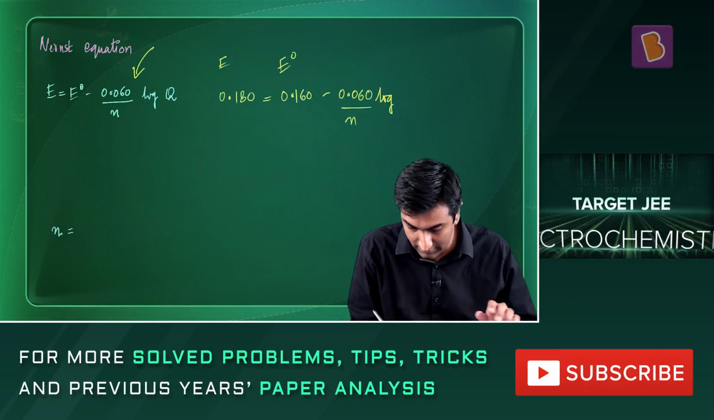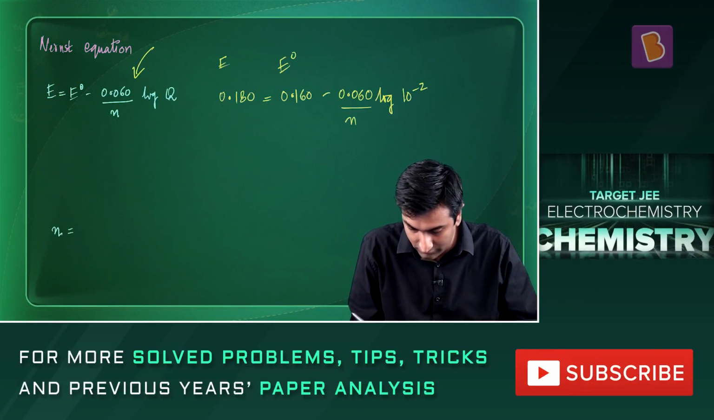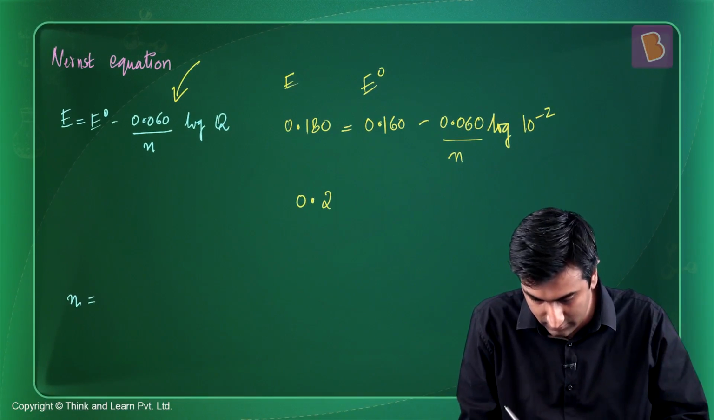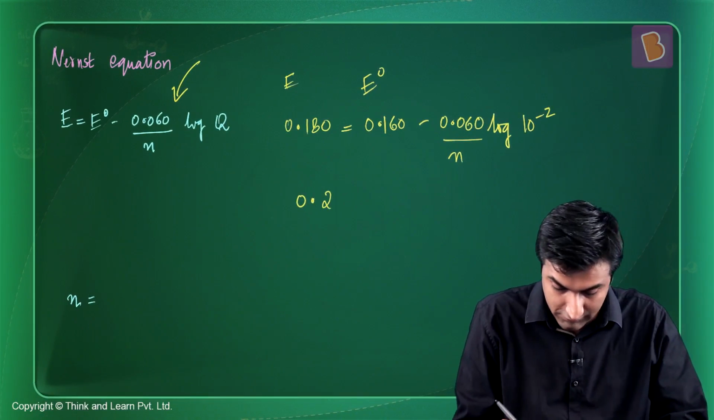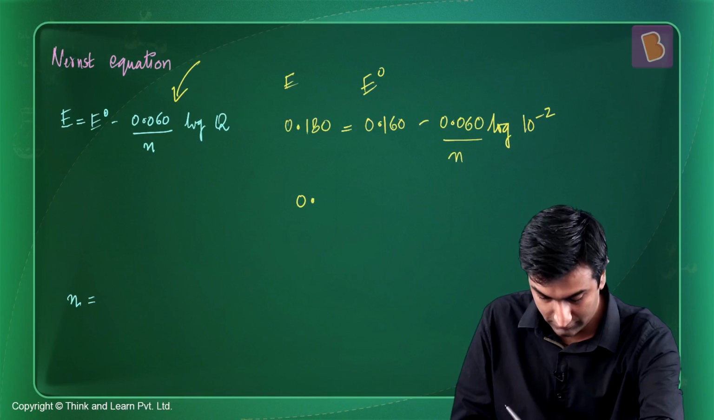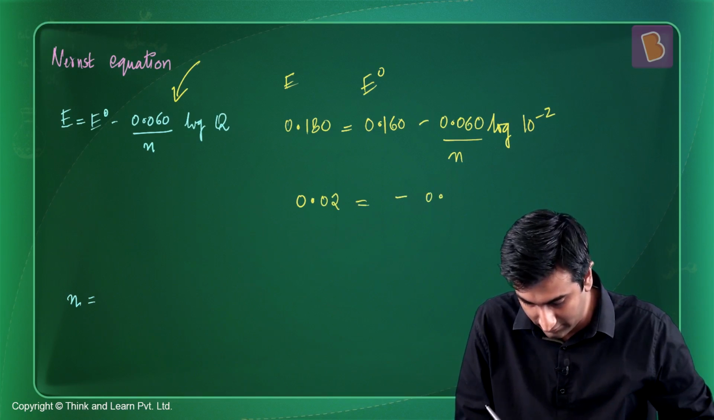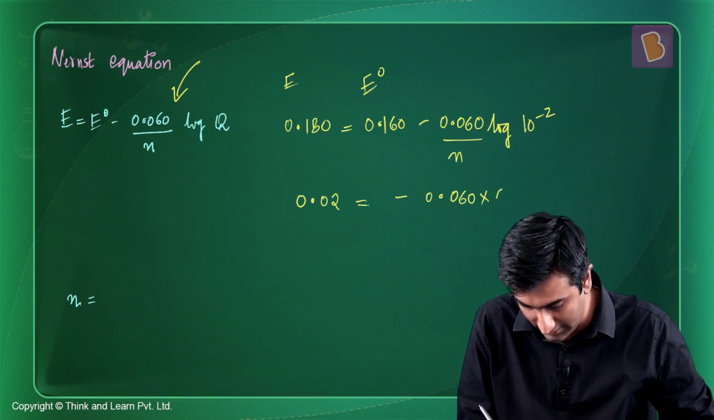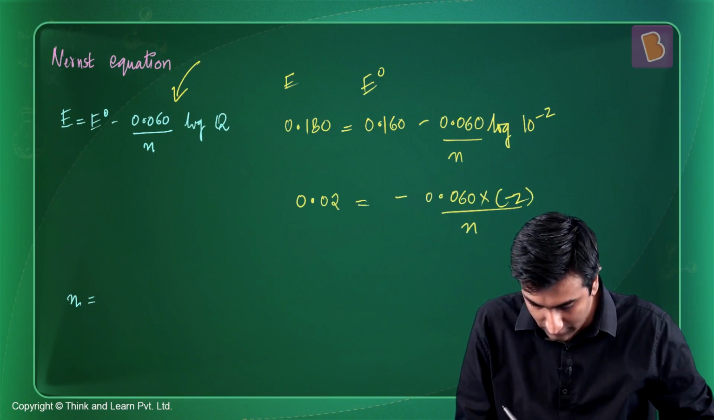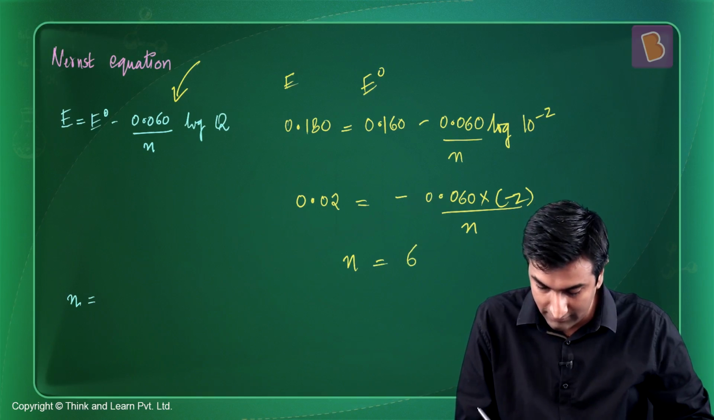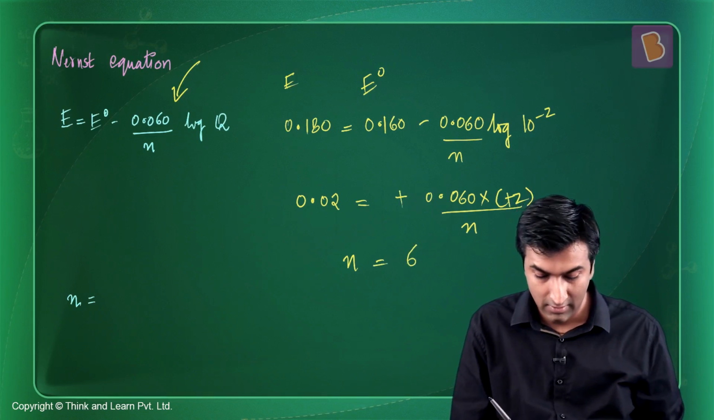All right. Here, log of 10 power minus 2. So yeah, this gives us a nice and neat value. You get this to be 0.02. That's bad math for me. This is equal to negative of 0.060 into minus 2, right, by n. So yeah, this gives me n value to be 6. This minus becomes plus, 2 into this becomes 12. So yeah, n is 6 here.